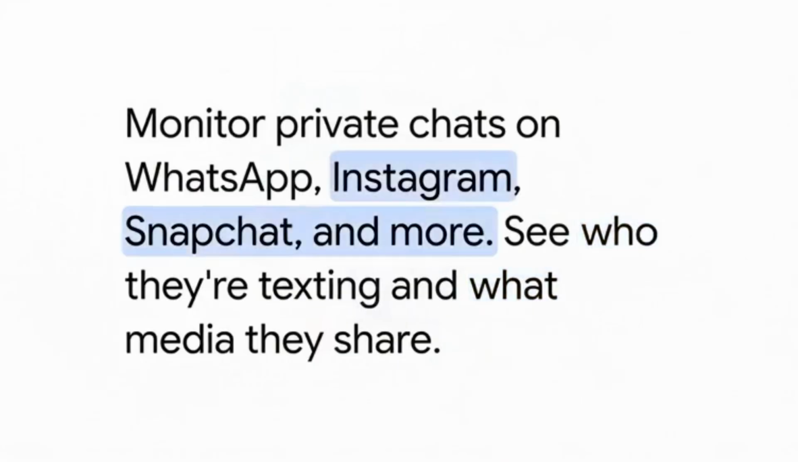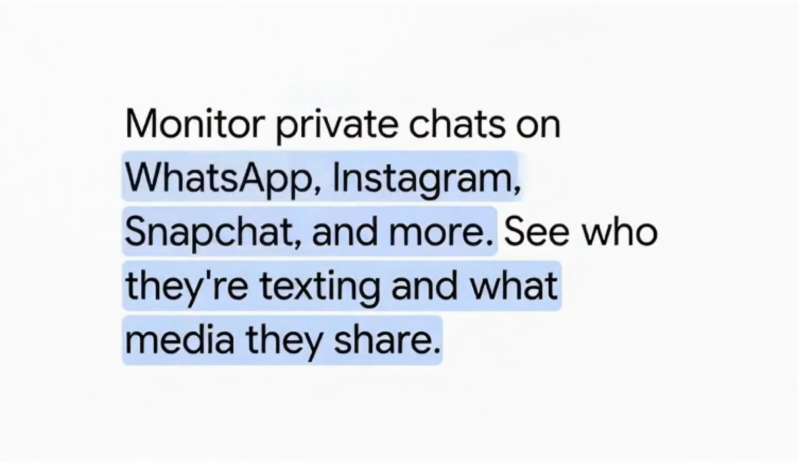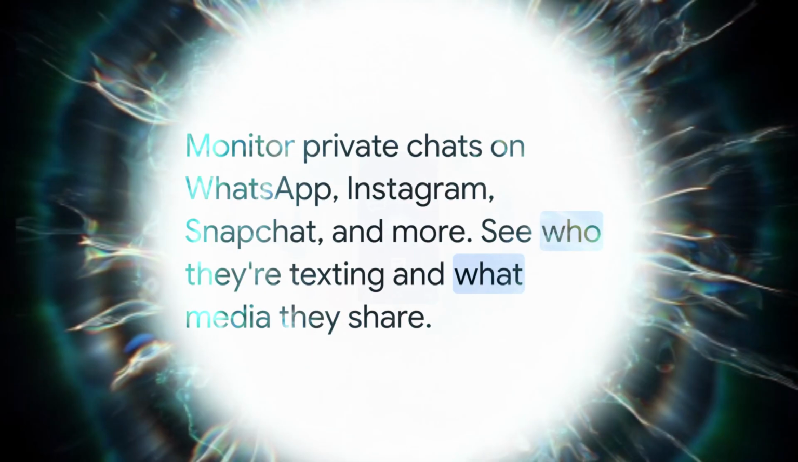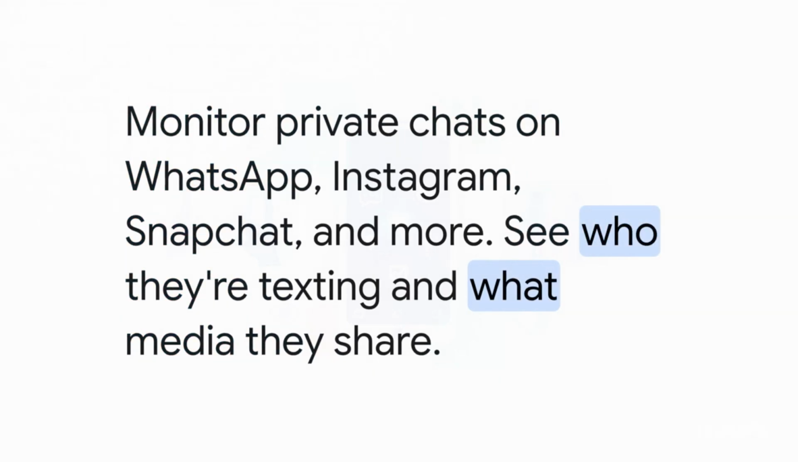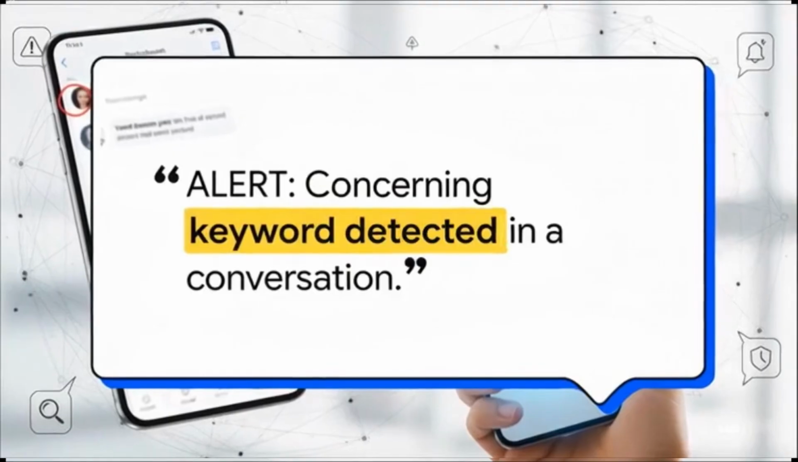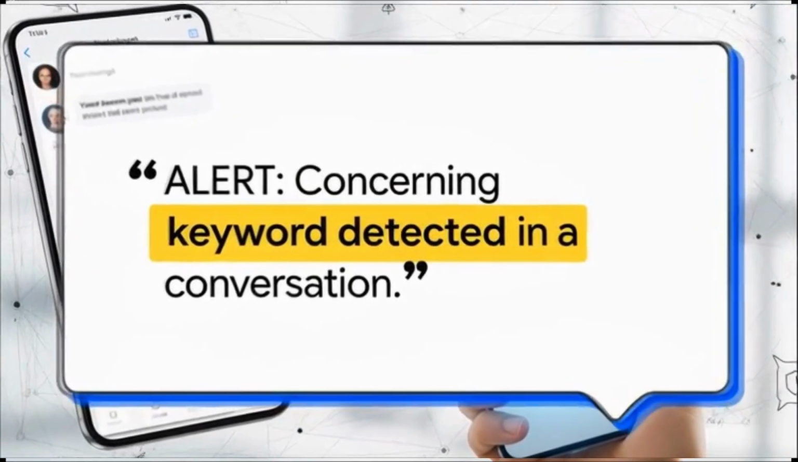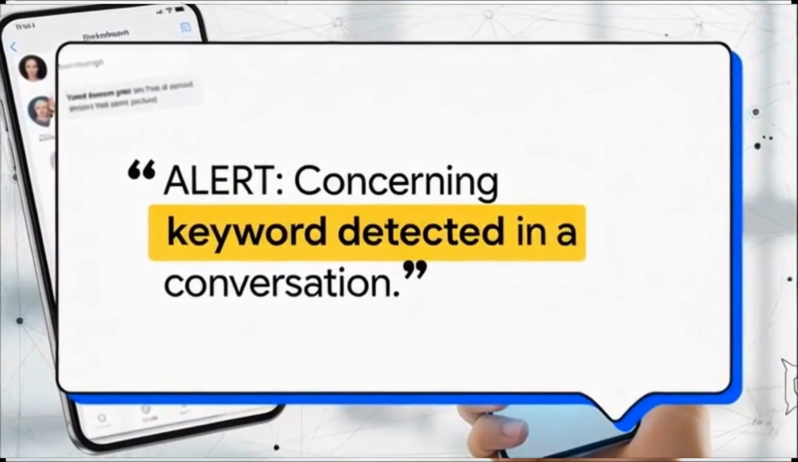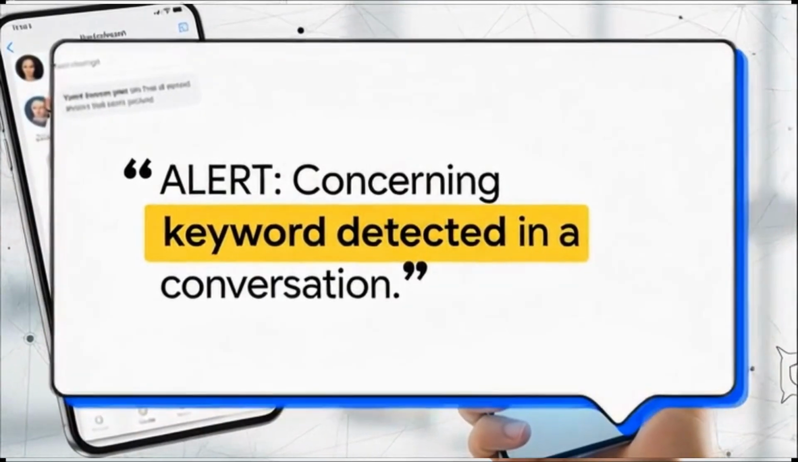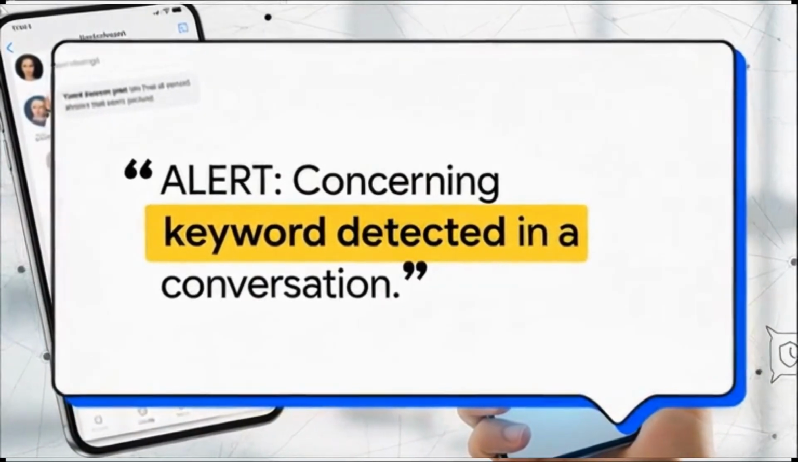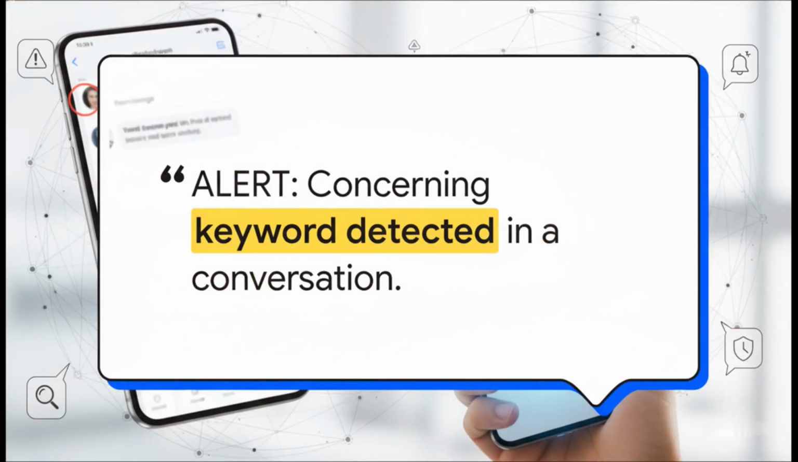Now, this is a huge one for a lot of people. Think about it. So much of our communication today happens on apps like WhatsApp, Instagram, or Snapchat, not just regular texts. This feature lets you see those conversations, so you get the full story of who they're talking to and what photos or videos they're sharing. And here's the best part. You don't have to be glued to the screen reading every single message. You can set up a list of words or phrases that concern you, and if any of them pop up in a conversation, bam, you get an instant notification. It's a really smart way to stay ahead of any potential issues.